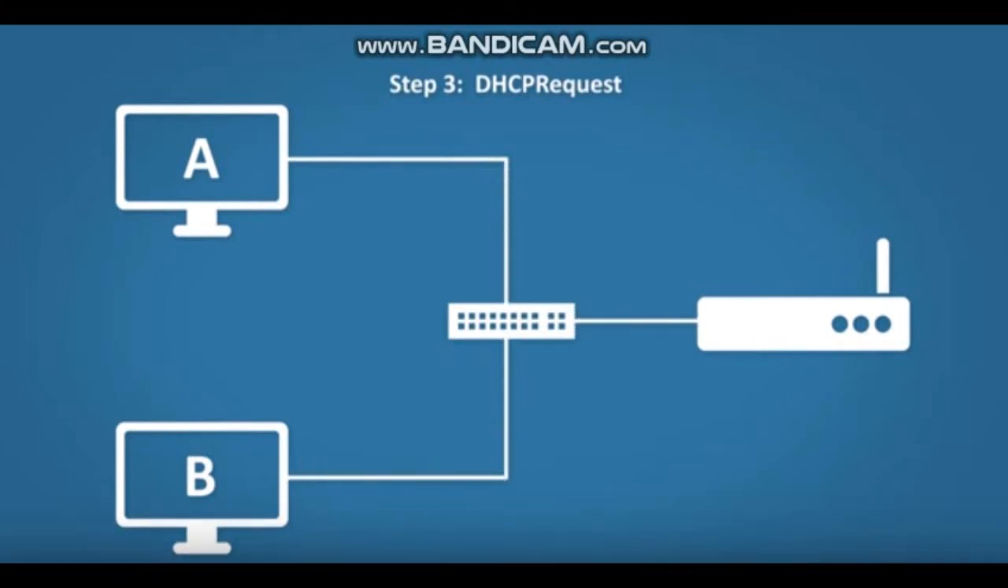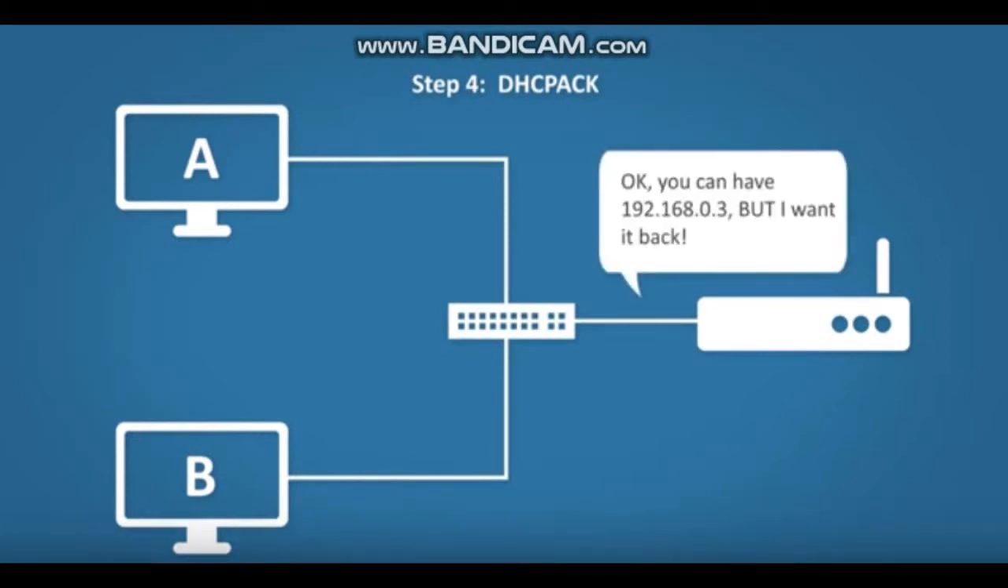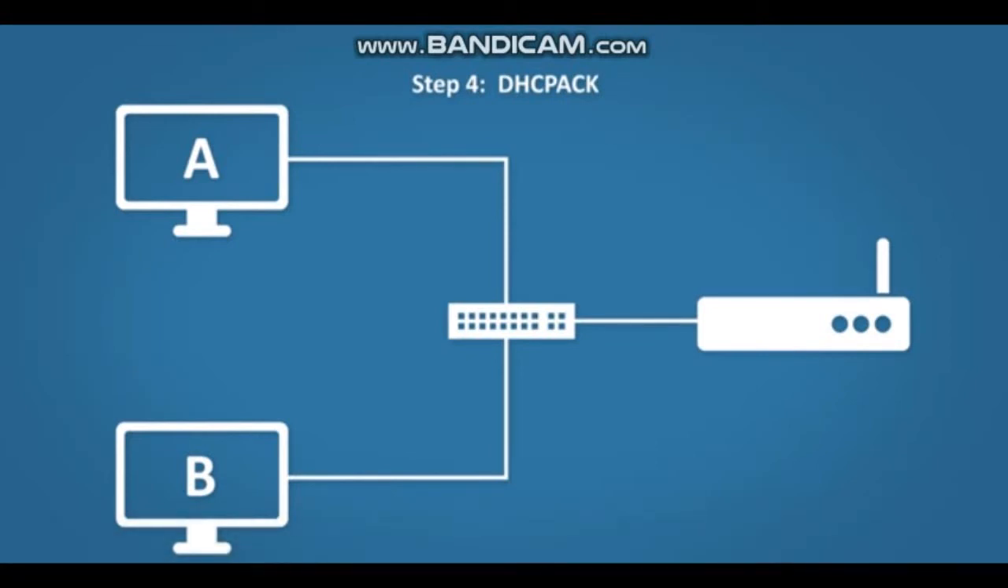The configuration process enters its final phase. Step 4, DHCP acknowledgement. DHCP sends the IP address to the host along with the subnet mask for the DHCP acknowledgement to the host.